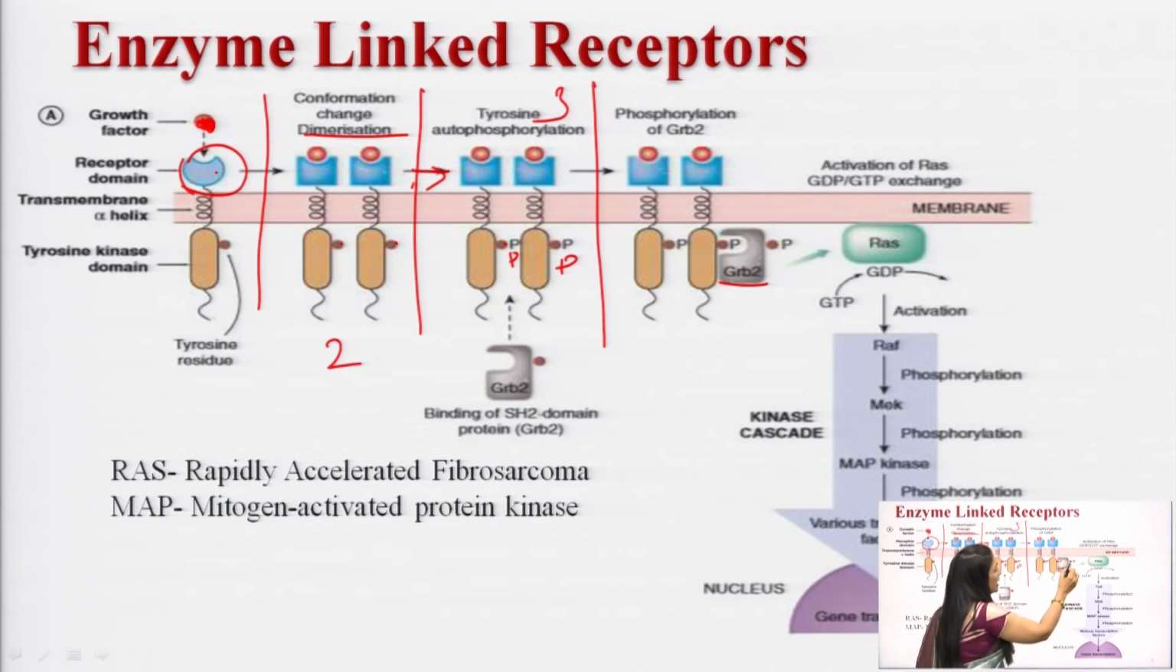Look here, you can see this GRB2 consists of a tyrosine domain, this SH2 domain, which should be phosphorylated. And now when this GRB2 has moved to the phosphorylated site of the receptor, this GRB2 also gets phosphorylated, and this phosphorylated GRB2 will activate the RAS pathway. And how will it activate the RAS pathway?